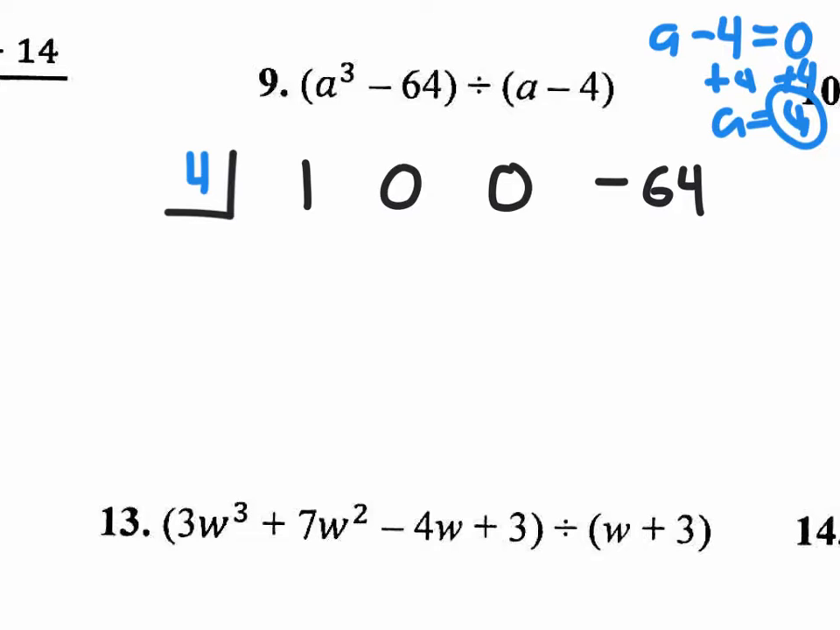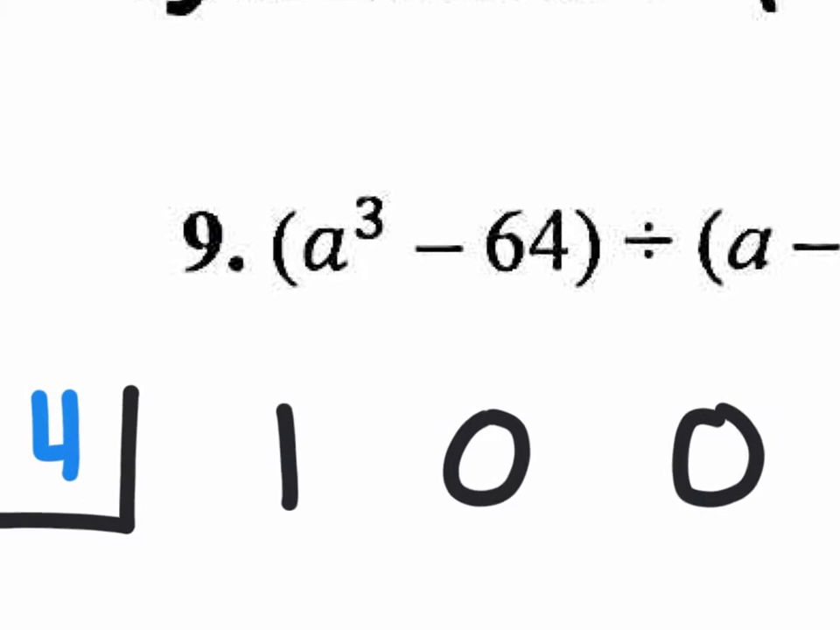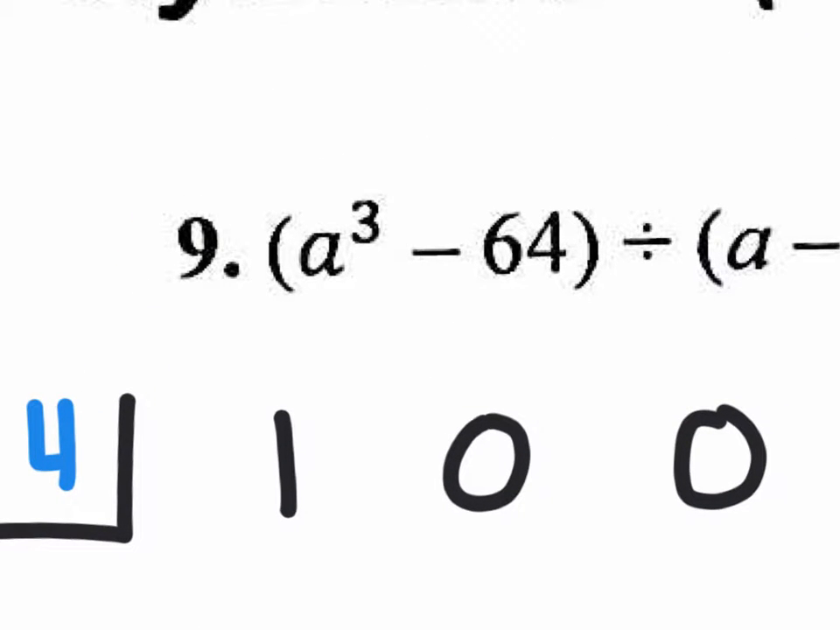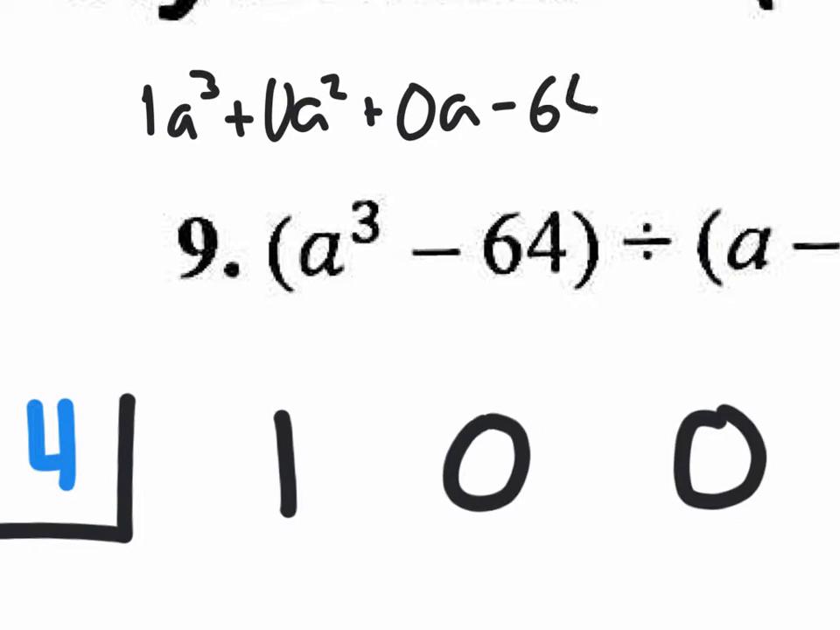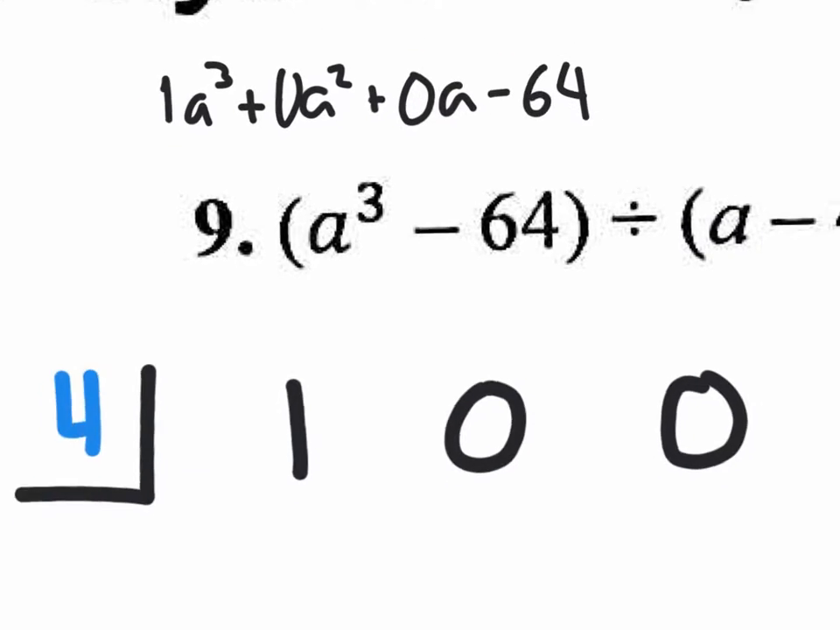Does that make sense? So once again, you have to think of a to the third minus 64. You have to think of it like this: 1 a to the third plus 0 a to the second plus 0a minus 64. Right? This guy up here is the same thing as this guy down here. There is no a to the second. There is no a. That's why we're using zeros right in front of them. Even if you were using long division, you would still have to do that with the zeros. Okay? So going back to synthetic.